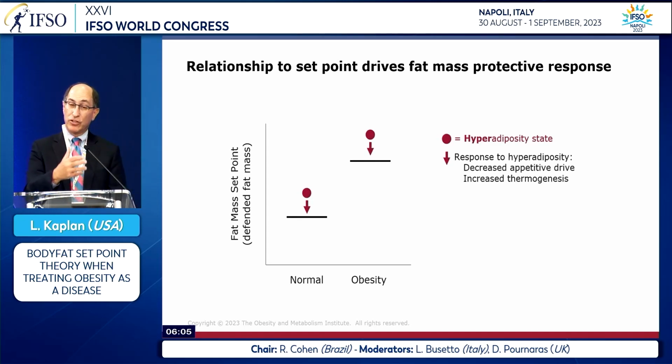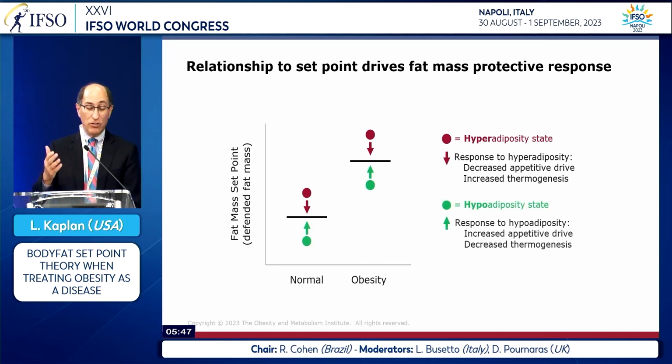But in obesity or in normal weight people, if you're above where your body wants to be, you will have what I call the hyperadiposity state, more fat than the body wants, and the response is that you will lose your appetite and you'll increase thermogenesis. Not physical activity, thermogenesis. And if you're under where your body wants to be, the opposite will occur. I call that the hypoadiposity state.